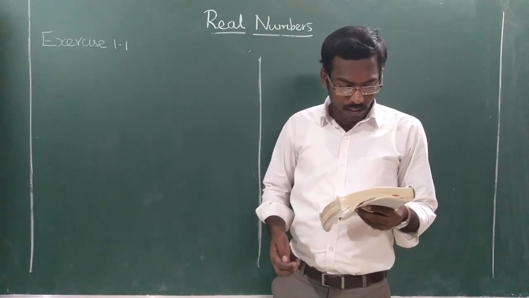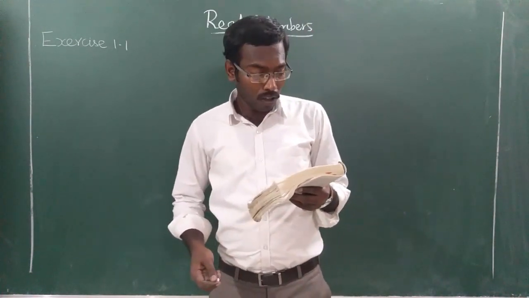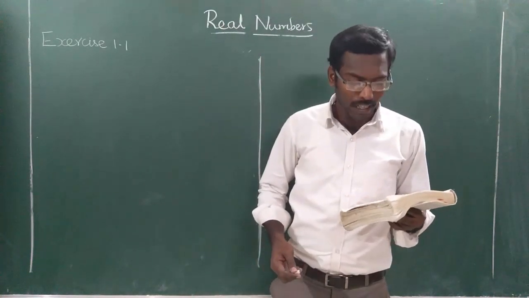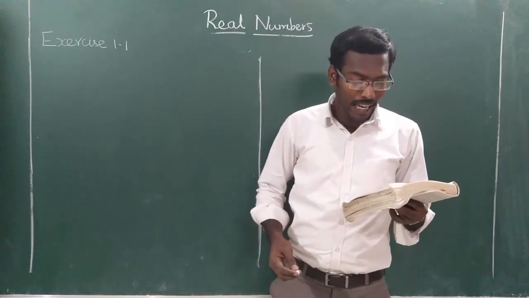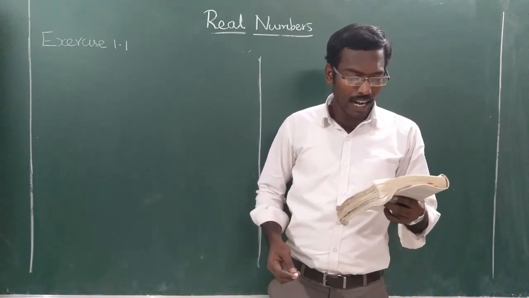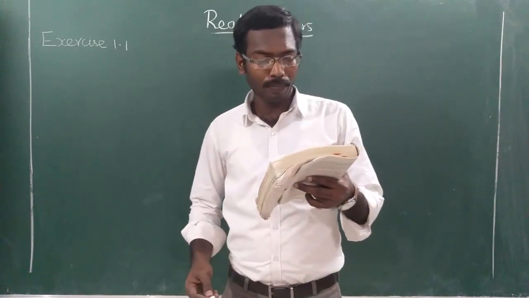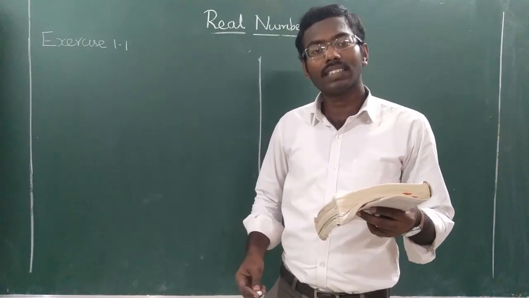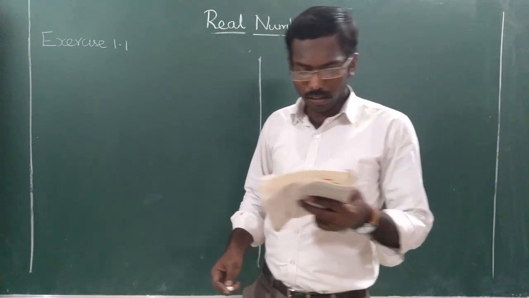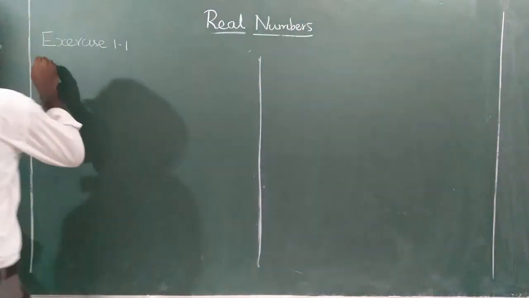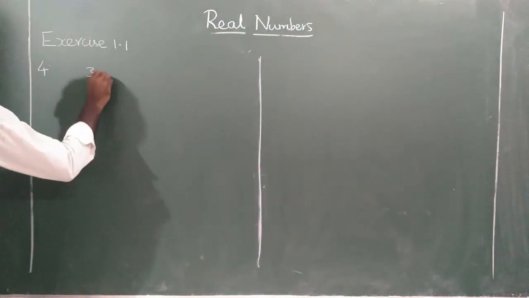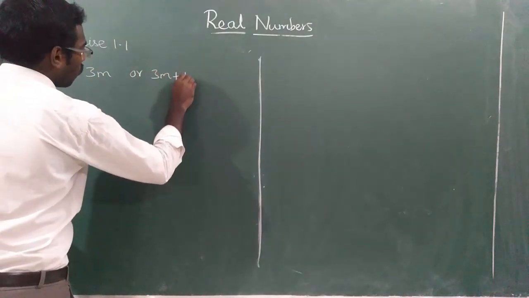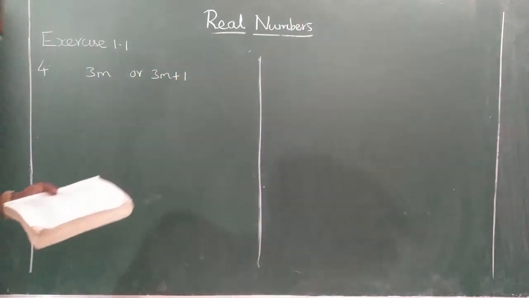Let me read it. Question number 4 says: use Euclid's division lemma to show that the square of any positive integer is either of the form 3m or 3m plus 1 for some integer m. So it is given, it is either of the form 3m or 3m plus 1.